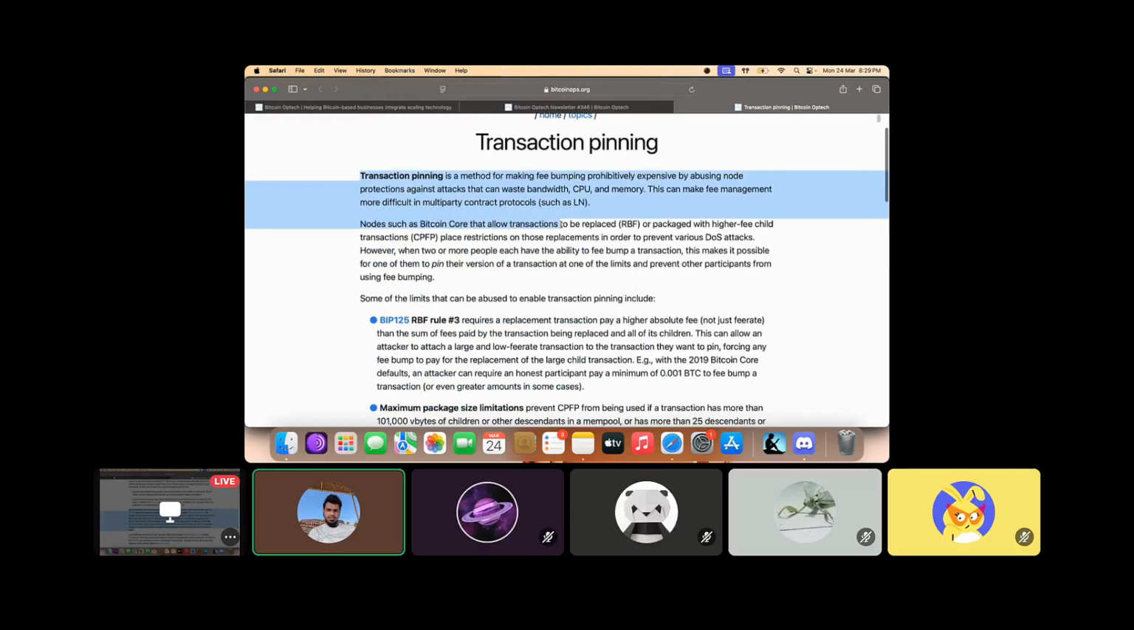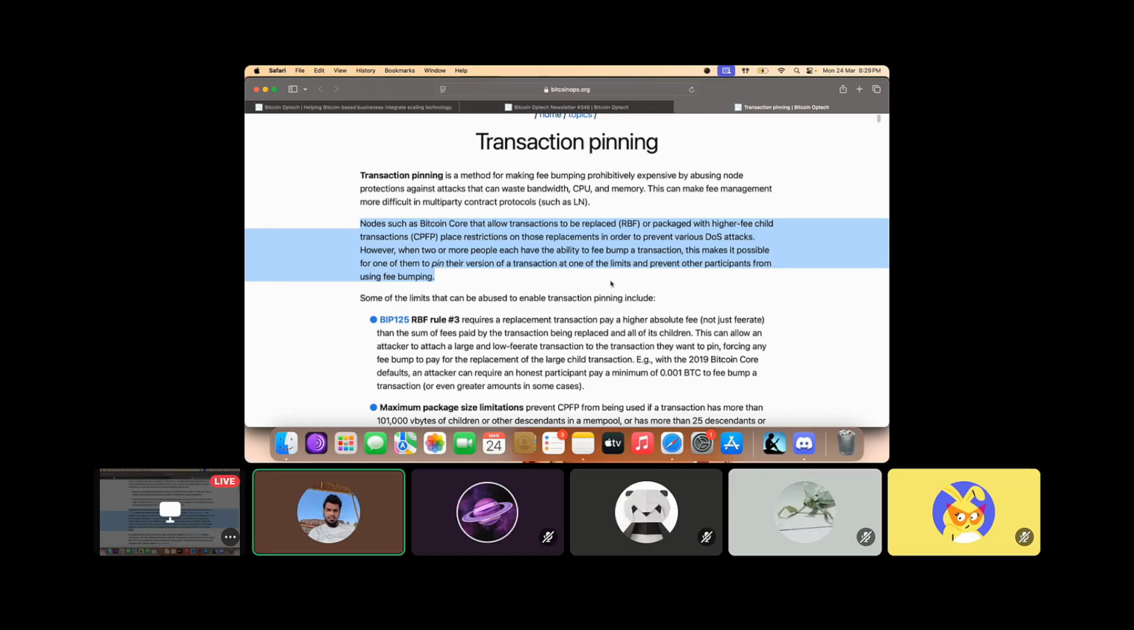So transaction pinning is a method for making fee bumping prohibitively expensive by abusing node protections against attacks that can waste bandwidth, CPU, and memory. This can make fee management more difficult in multi-party contract protocols. Nodes such as Bitcoin Core that allow transactions to be replaced or packaged with a higher fee child transaction, CPFP, place restrictions on those replacements in order to prevent various loss attacks.